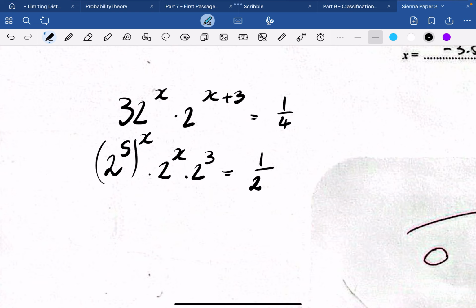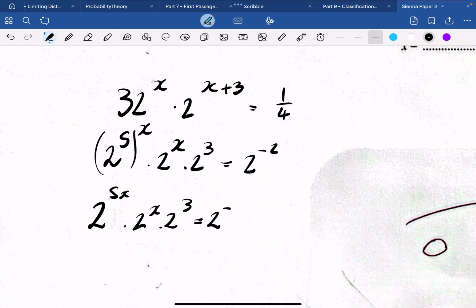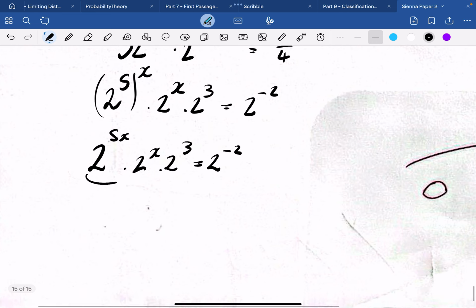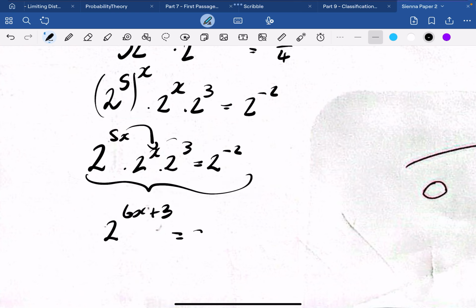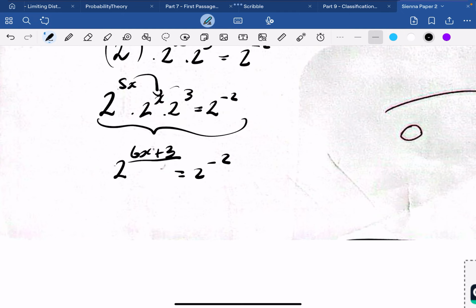And 1 over 4 is the same as 2 squared. So that's just the same as 2 to the minus 2, isn't it? We simplify, we've got 2 to the 5x times 2 to the x plus 3 is equal to 2 to the power minus 2. Now let's put this all together. 5x plus x plus 3, get 2 to the 6x plus 3 is equal to 2 to the minus 2. Now we're basically finished. We equate, because the bases are the same, right? It's 2, 2. So therefore, if these are equal, then 6x plus 3 must equal minus 2.